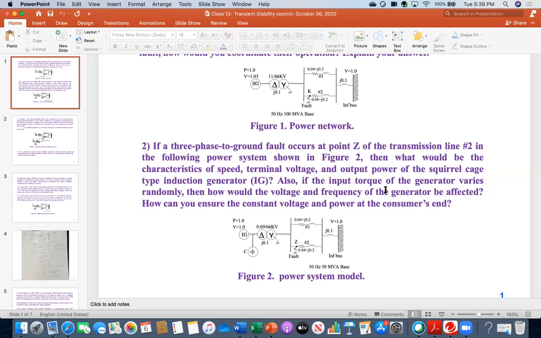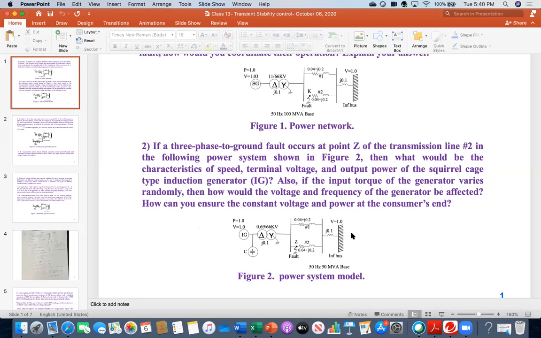So therefore, in this case, for the second case, we are assuming that there is no fault. Just the input torque of the generator is varying randomly. Then how does the voltage and frequency profile look like? That is the meaning.